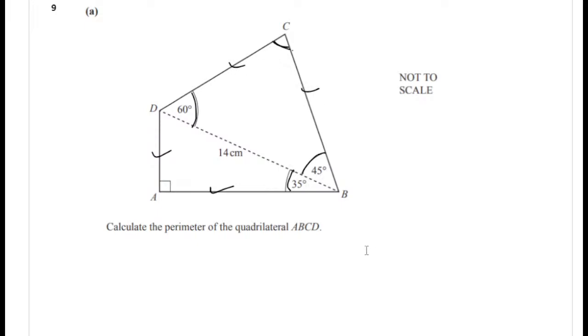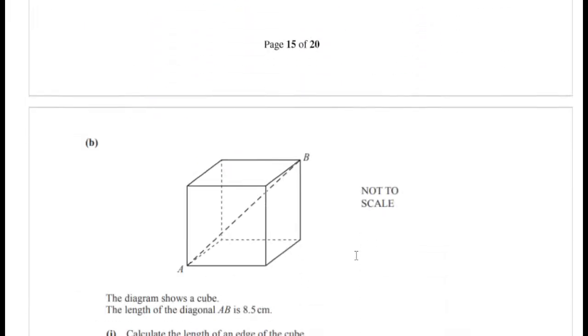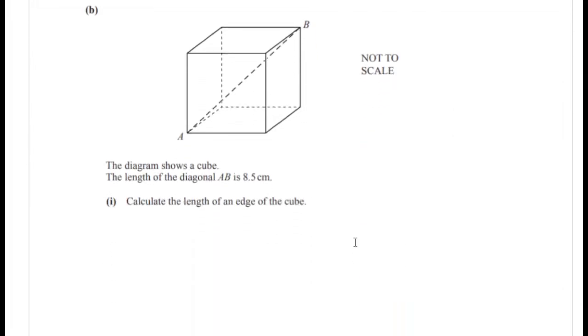That means I can work out the perimeter of this particular triangle. Now this is for 7 marks. Again, a very interesting question. Now here the B part. Again in B part, most of you have confusion: calculate the length of the edge of the cube. Now you have to calculate the length of this edge.